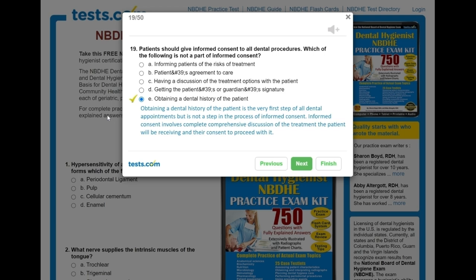E. Obtaining a dental history of the patient. Obtaining a dental history of the patient is the very first step of all dental appointments, but is not a step in the process of informed consent. Informed consent involves complete comprehensive discussion of the treatment the patient will be receiving and their consent to proceed with it.